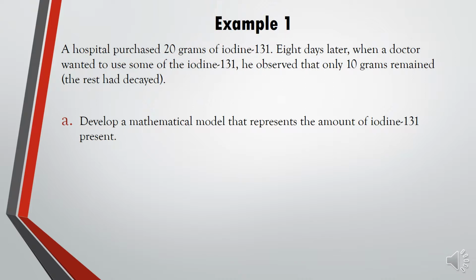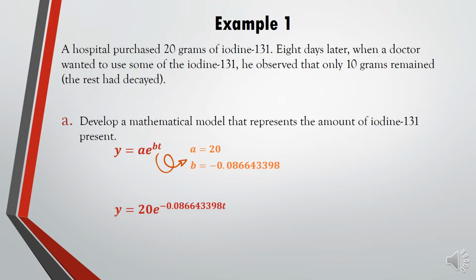So the only thing that's left to do is just to plug everything in. We take our exponential decay model, y equals a times e raised to the bt, and you're going to plug in the initial amount, because that's going to stay the same always. You always purchased that same amount in the beginning. And the other thing that's always going to be the same is that decay constant. So we're going to plug in a equals 20 and b equals negative 0.086643398. And that's going to be our mathematical model.